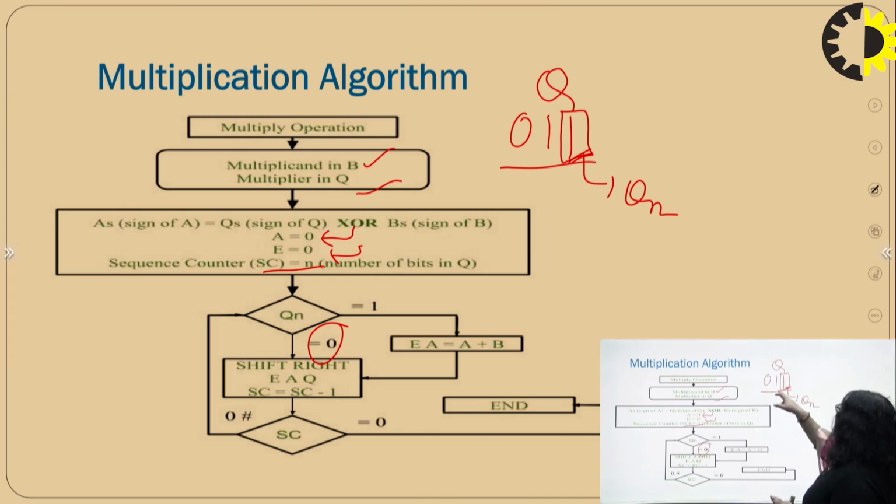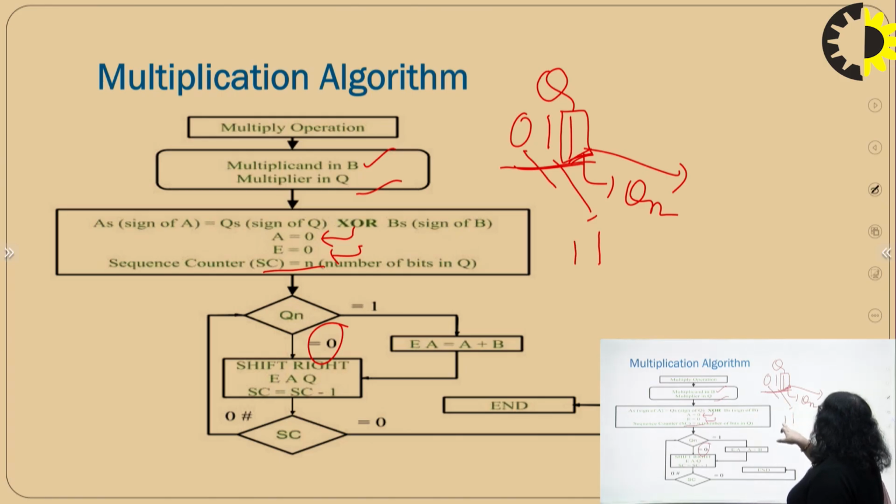For example, if this is the number and we do the right shift, this 1 is shifted out, this one is shifted here, this 0 is shifted here, and this is the blank space, and we always put 0 in it. So, this is the right shift, and the sequence counter is decremented by 1. This is for the case when the Qn bit is 0.